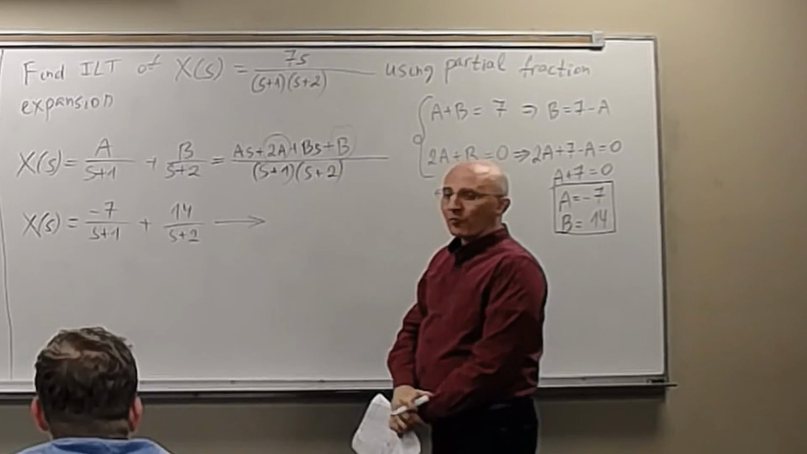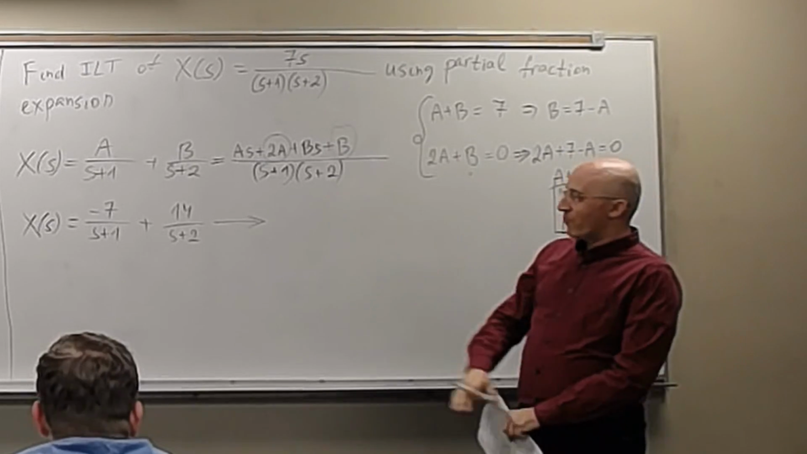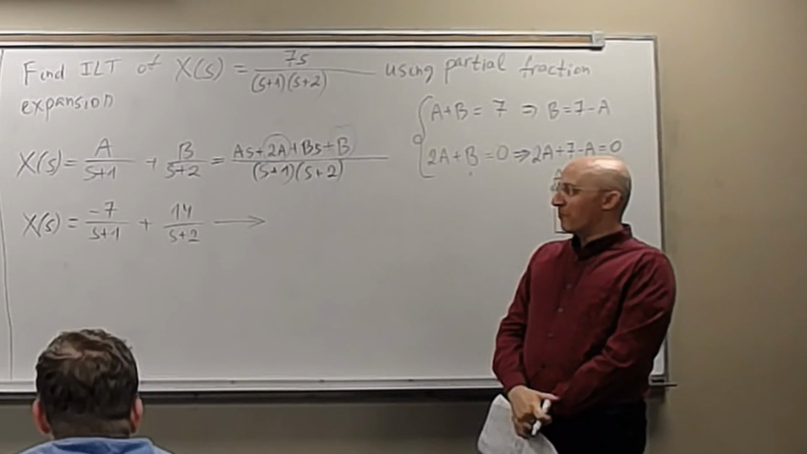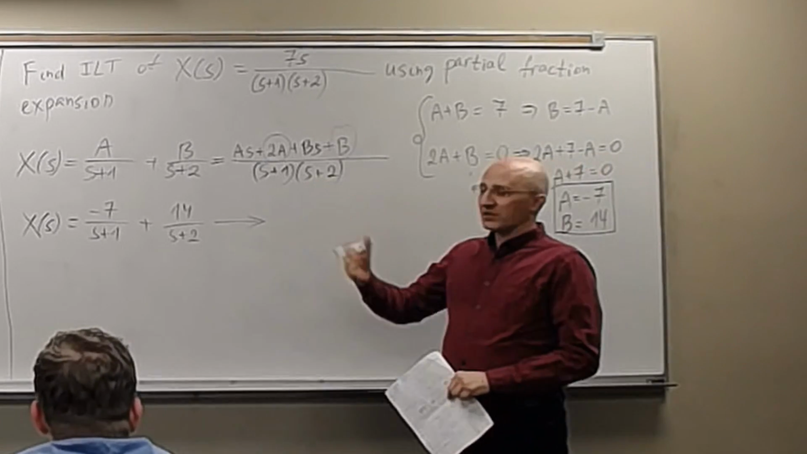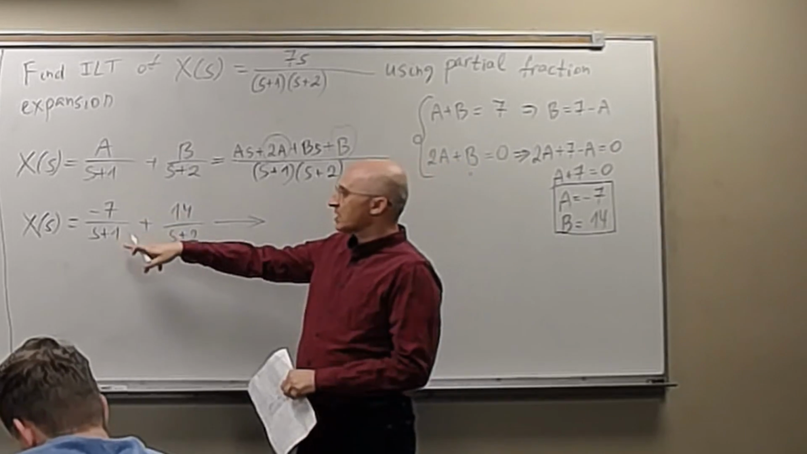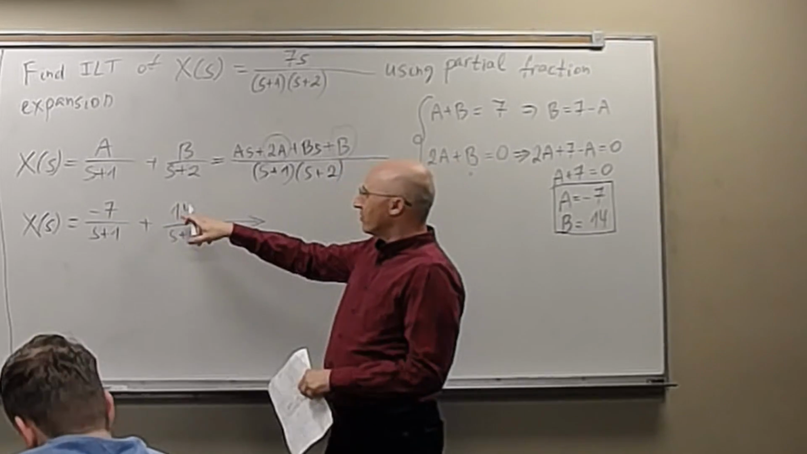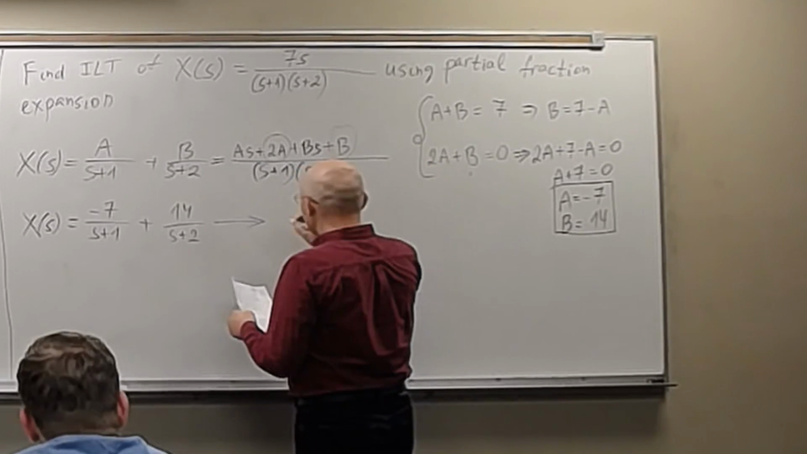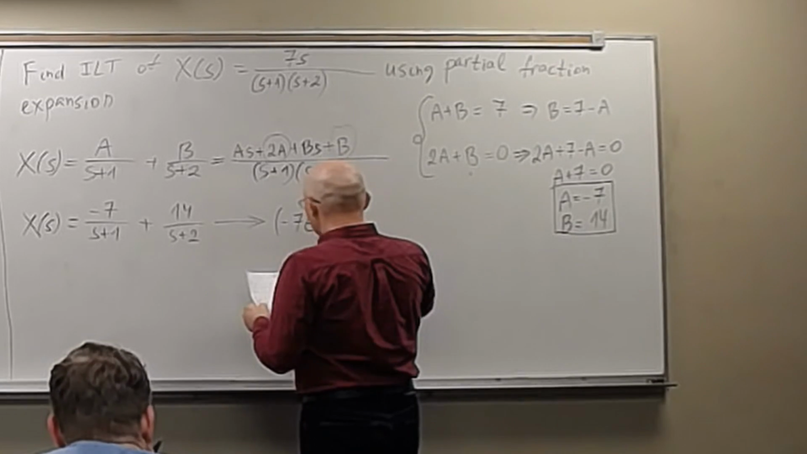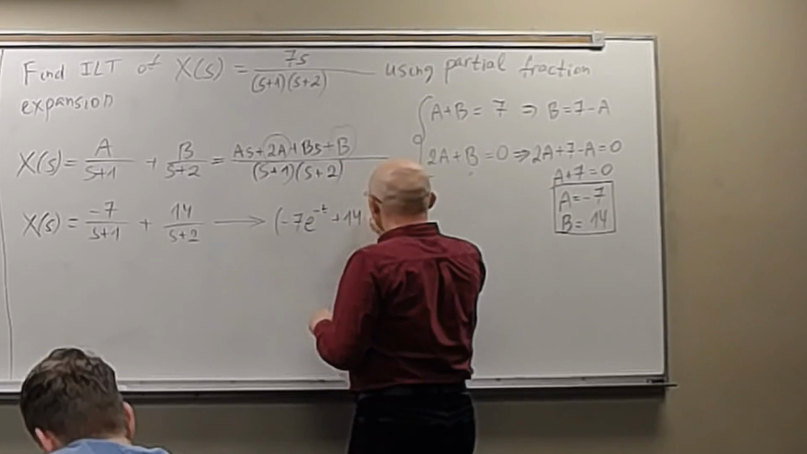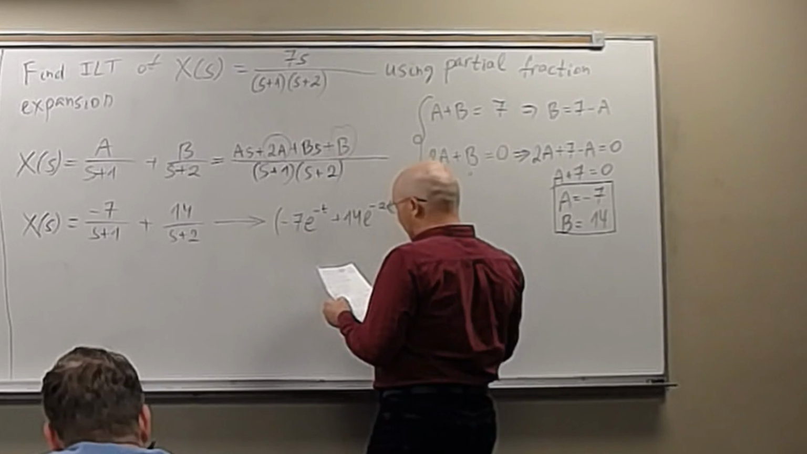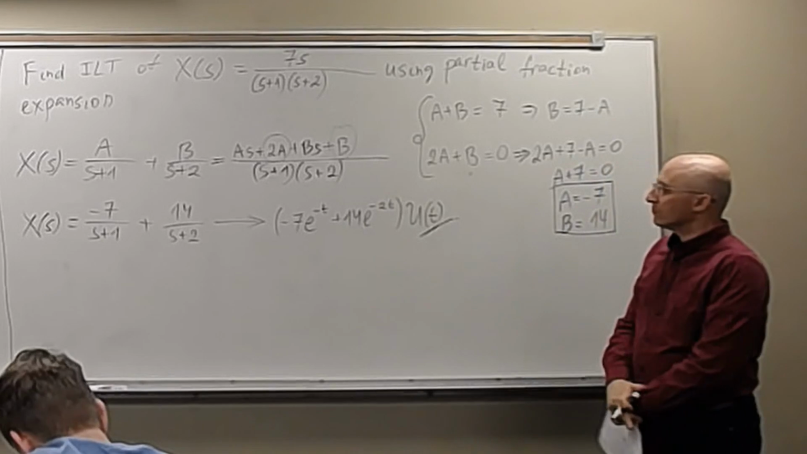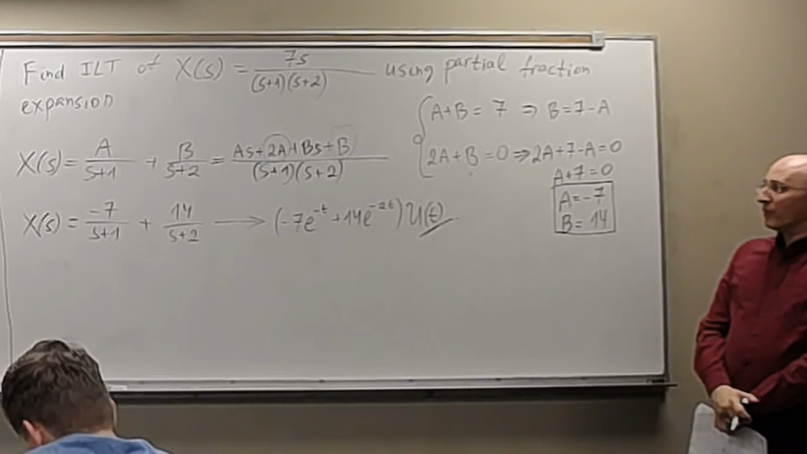And now we need to do the inverse transform. For those ones, those are simple ones, just exponents. It's minus 7 exponent of minus t, and 14 times exponent of minus 2t, times step, of course. So you'll have something like that. It will be minus 7 exponent minus t, plus 14 exponent minus twice t, times u of t. This is the solution of the problem.